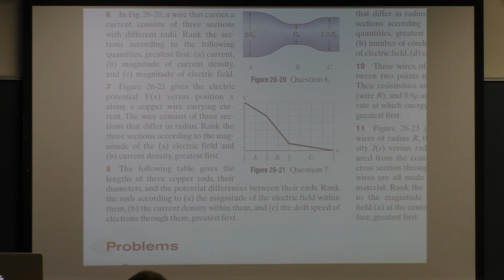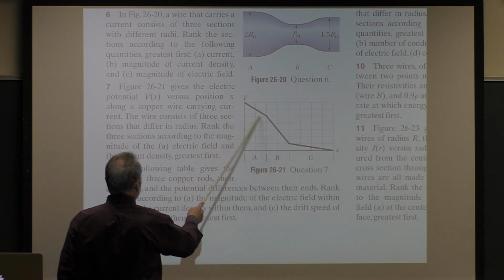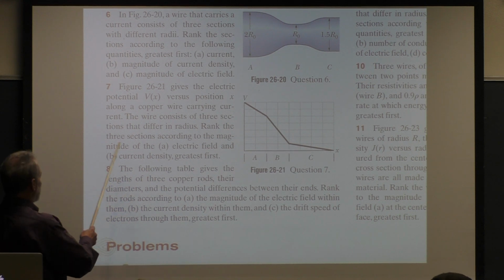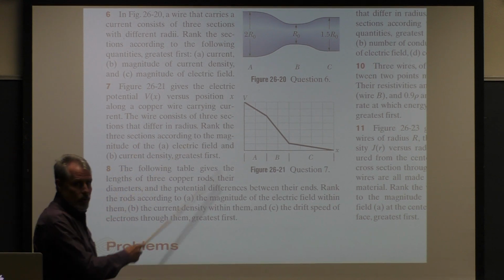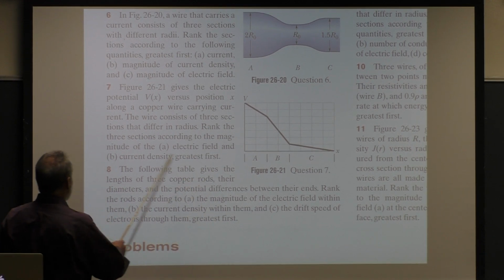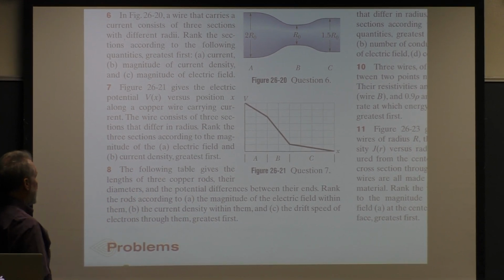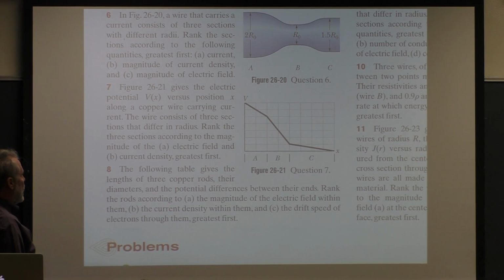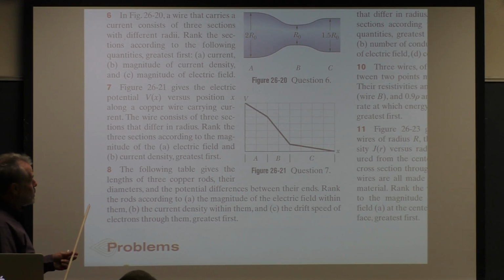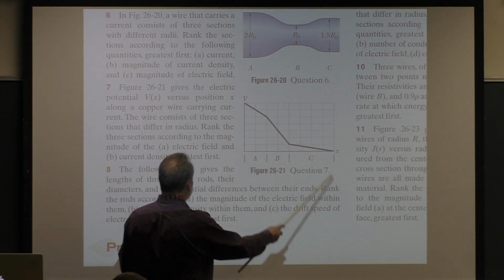We have the electric potential as a function of position along a copper wire that carries current. The wire consists of 3 sections that differ in radius. That's why you have a change in potential. And we want to rank the 3 sections according to the magnitude of the electric field and the current density, greatest first. So the 3 sections are A, B, and C.